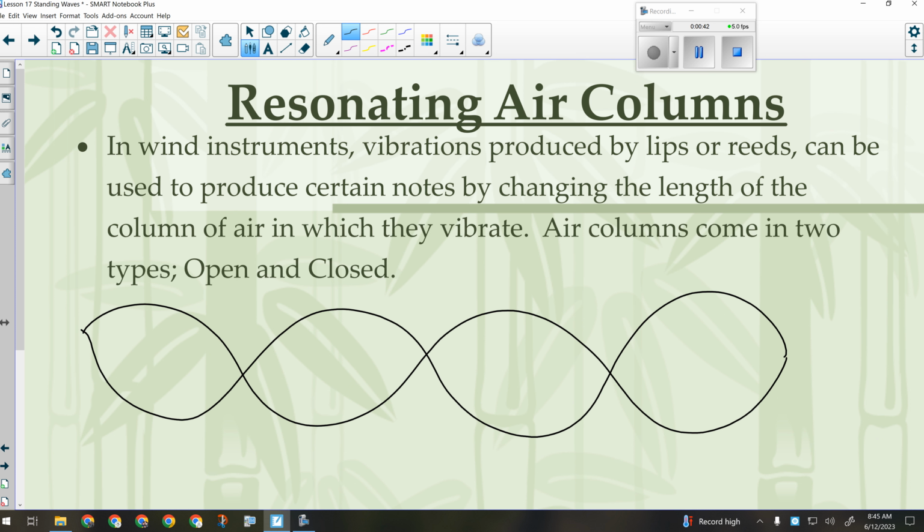So what we're going to look at now, instead of a string like in a string instrument, is a column of air. So basically how all wind instruments work. Now, some string instruments also use a vibrating column of air to naturally amplify the sound they produce. That would be things like guitars, and a bass does a similar thing.